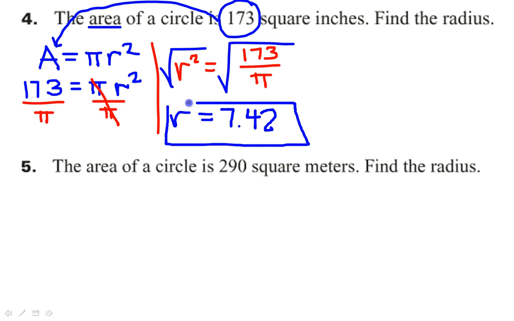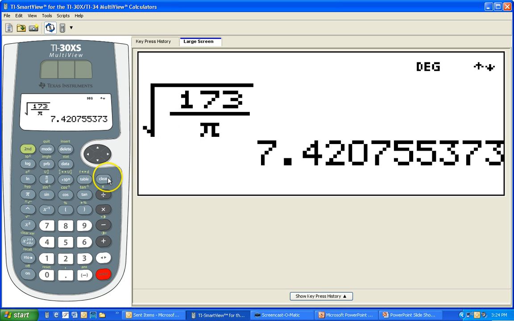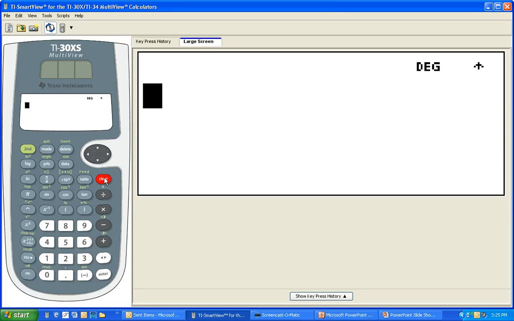Any questions about number 4? Can you show me on the calculator how you just did that? Yep. Okay, as you can see it right on the screen. Got all this technology happening. Okay. Hold on. Okay, I'm starting from clean.